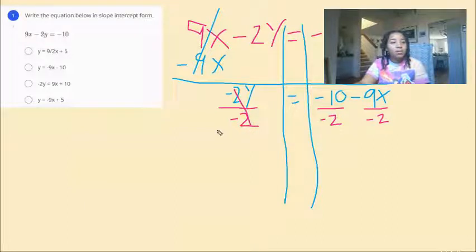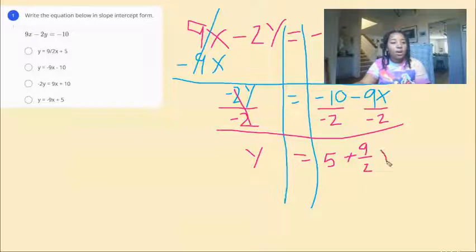Okay, so that cancels out. And we're left with y equals 5 plus 9 over 2x. Ta-da! So the answer for this one would be A, because all they did was switch the order, and they put 9 over 2x in front and then plus 5 in the back. So my slope would be 9 over 2, and my y-intercept would be positive 5. So that's what that looks like.